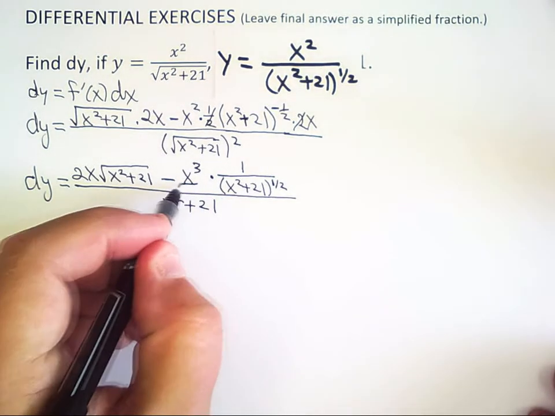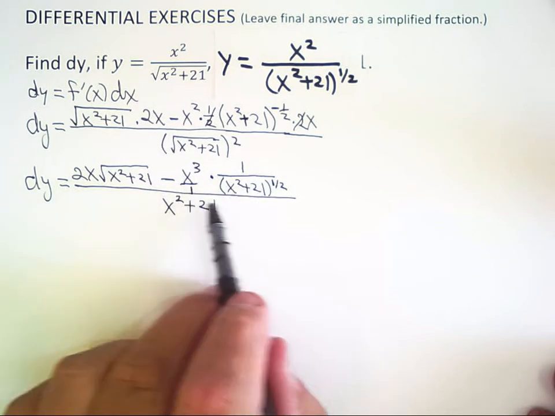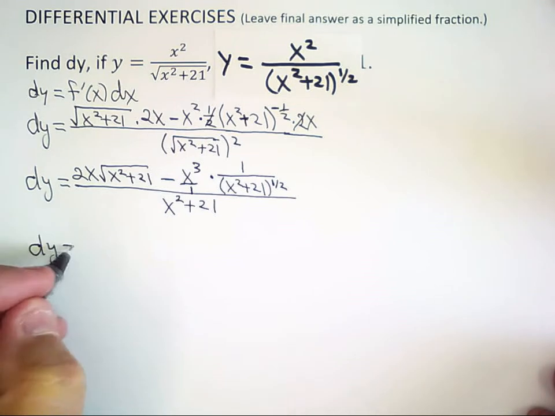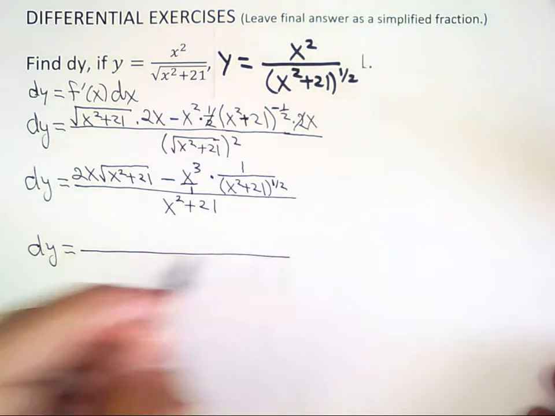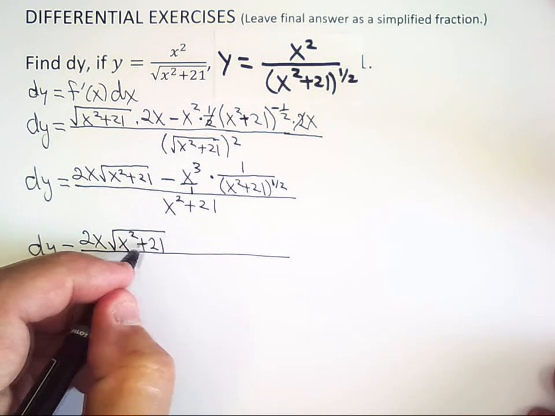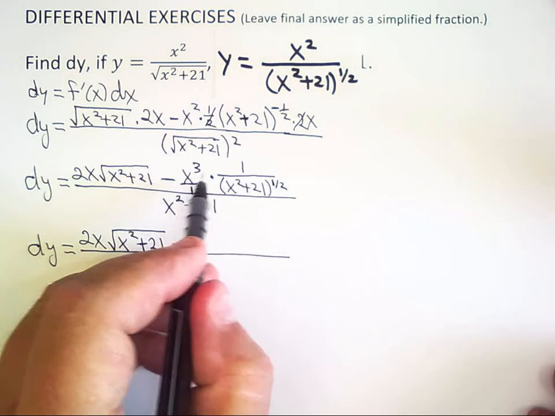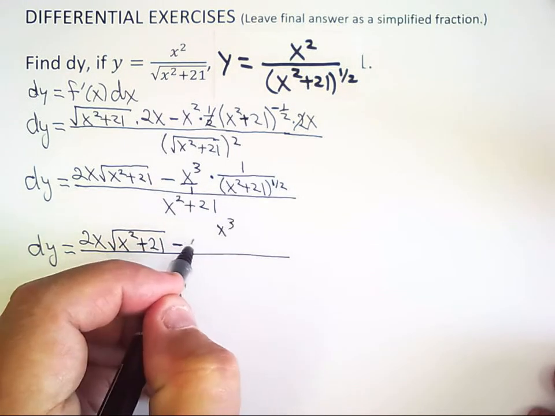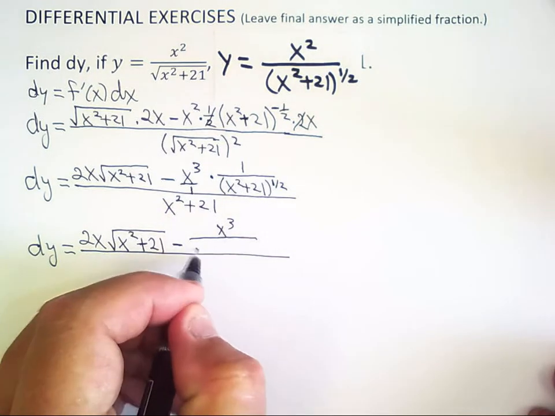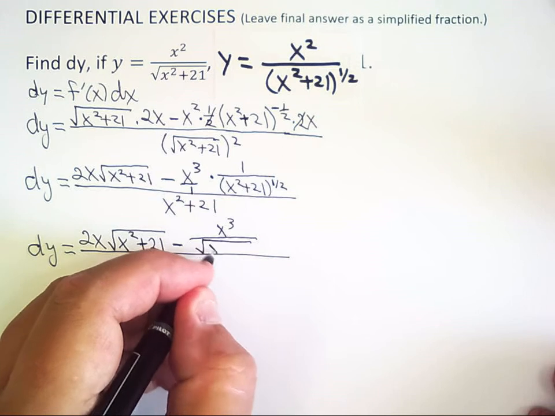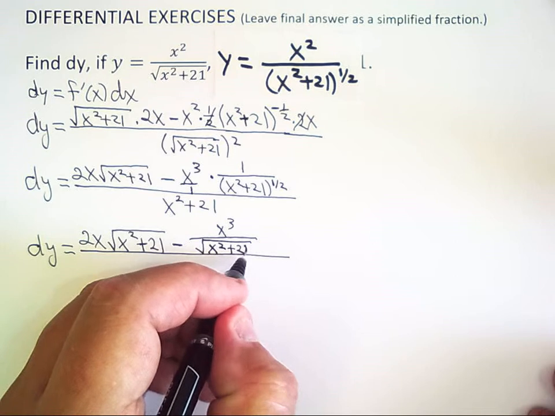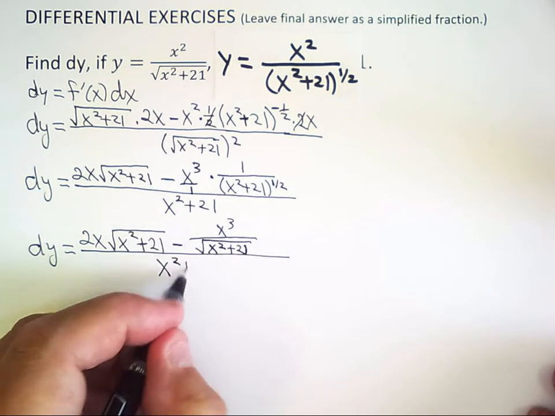I think next I would think of that x cubed as x cubed over 1, top times top, bottom times bottom, and also change the 1/2 power back to a square root. So next I would have dy is equal to 2x times the square root of x squared plus 21, minus x cubed times 1 is x cubed, over 1 times x squared plus 21 to the 1/2 power, which is just the square root of x squared plus 21. And then, of course, the denominator, x squared plus 21.